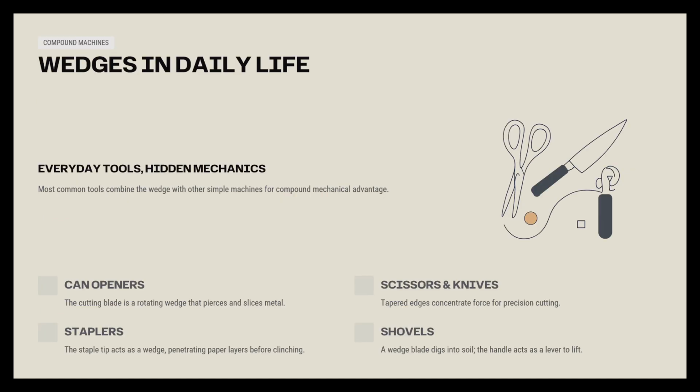We interact with wedges daily in compound tools that combine multiple simple machines. Scissors and knives use tapered wedge edges for precision cutting, while a shovel combines a wedge blade with a lever handle. Can opener blades act as rotating wedges, and staple tips function as miniature wedges that penetrate paper.